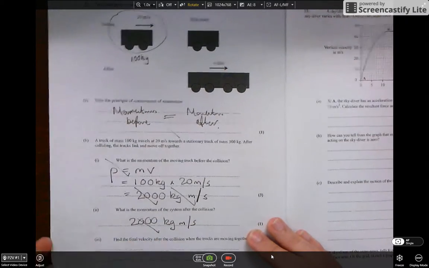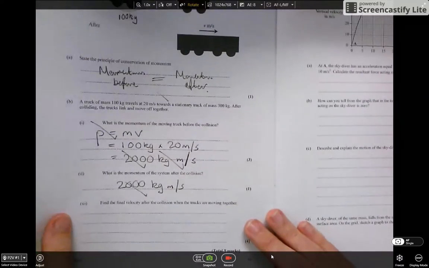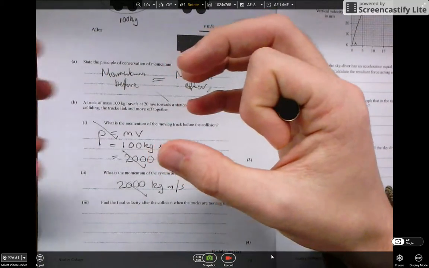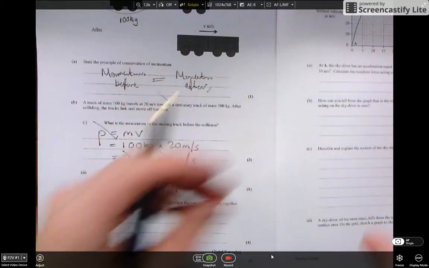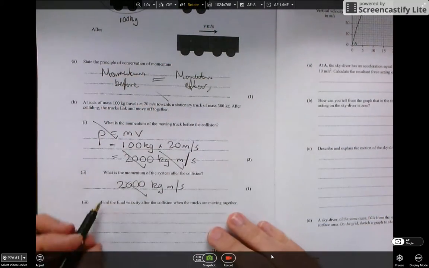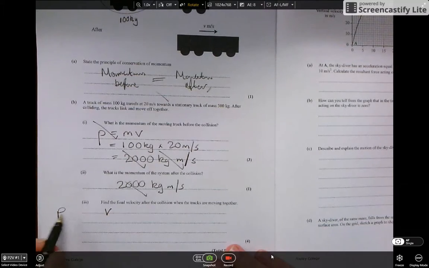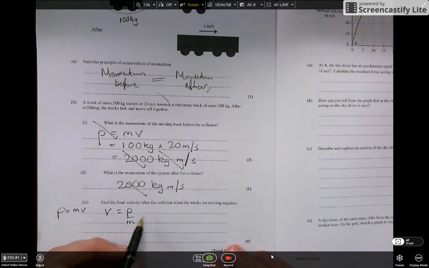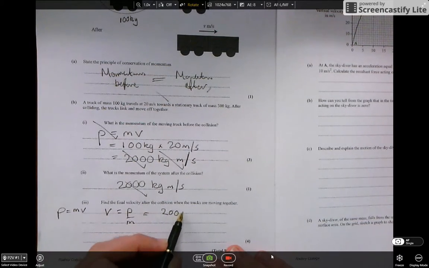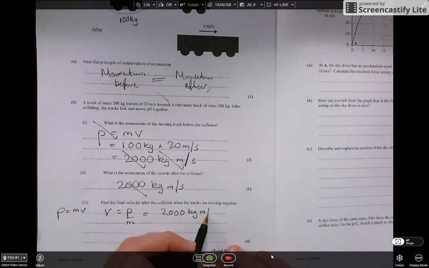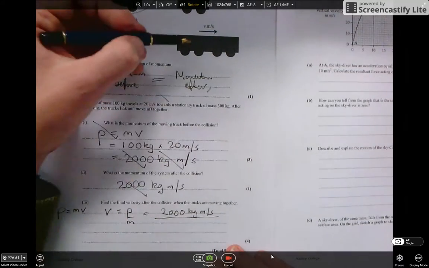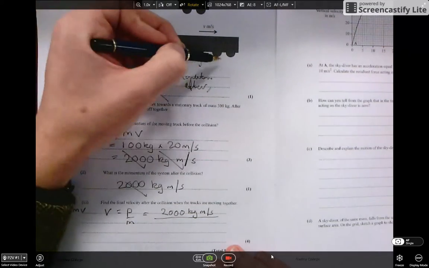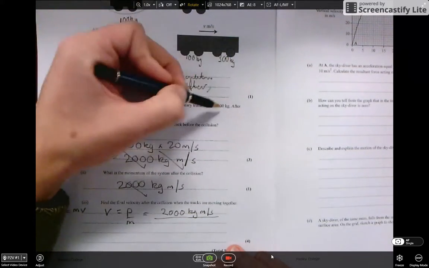1 mark for that. Finally, we're supposed to work out the final velocity of this combined truck once the two have stuck together. So we've got 1 coming in from the left, they stick together and they go off presumably a little bit slower. So what is the final velocity? Well, rearranging the equation, that gives us v is p over m. The momentum we know is 2,000 kilogram meters per second, and the combined mass of this truck, so we've got 100 kilograms over here on the left, and this truck on the right has a mass of 300 kilograms, as it tells us there in the question.